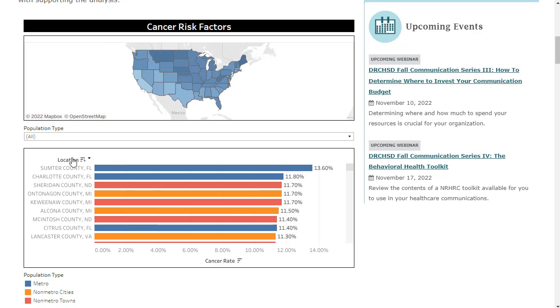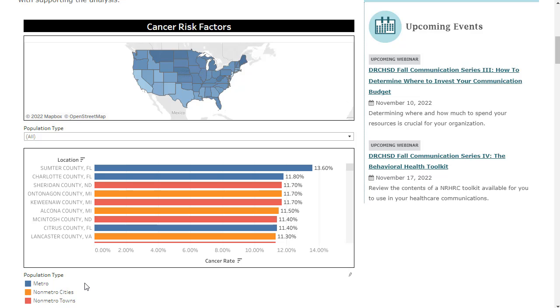And in the next bar plot down here, you can see each of the counties in the United States by descending cancer rate order. So the county in the United States with the highest cancer rate is at the top, and that's at 13.6%. Now you can see that the bars are also color-coded. And if you take a look right below the bar chart, we can see the different population types.